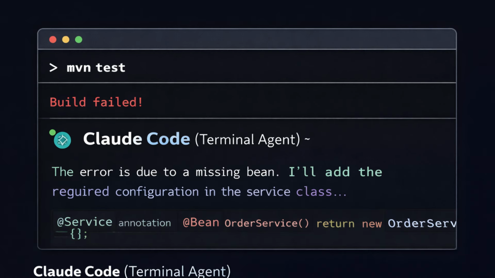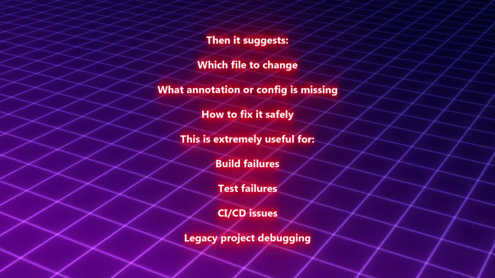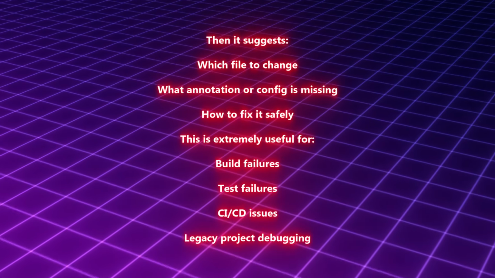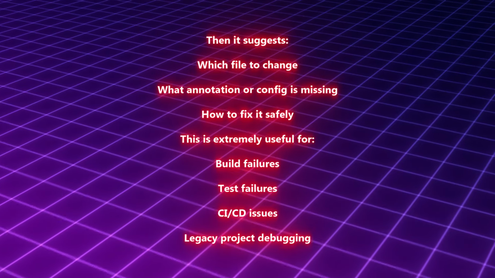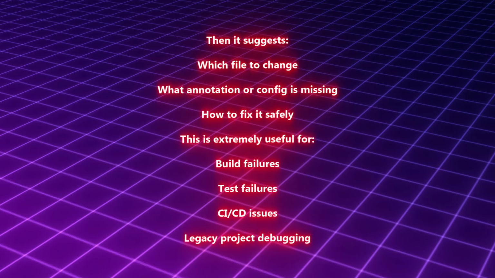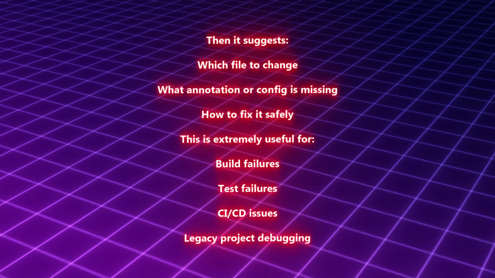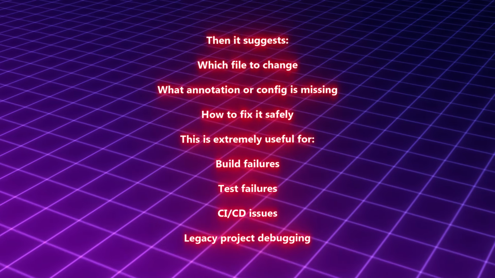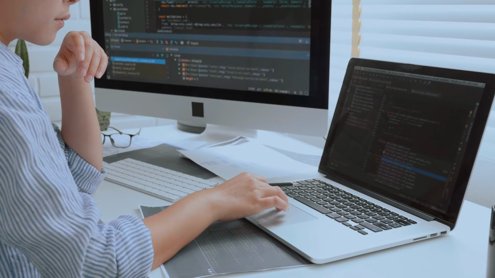And now let's talk about Claude Code. This is a terminal AI agent. It works directly in your terminal. When a build fails or a test breaks, instead of Googling errors, you can ask Claude. For example, I run mvn test and it fails. Claude reads the error, understands the context and explains the root cause as well. Then it suggests which file to change, what annotation or configuration is missing, and how to fix it safely. This is extremely useful for build failures, test failures, CI/CD issues, legacy project debugging. So think of Claude Code as an intelligent DevOps plus debugging assistant.